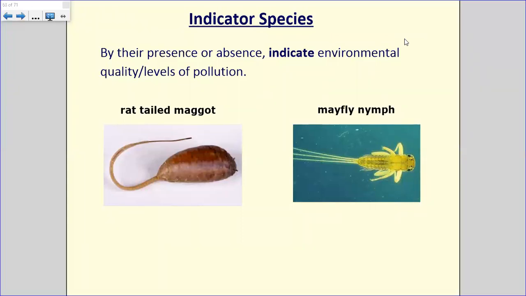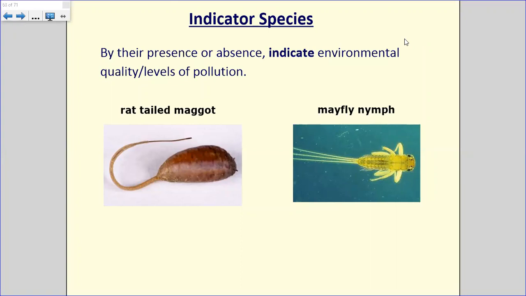So for example, I've given you 2 organisms. One of these organisms lives in very, very clean water. And one of these organisms lives in very, very dirty water. One of these organisms can only live where there are very high levels of oxygen in the water, whereas the other one can live when the oxygen levels are quite low and it's very polluted. And I reckon you can work out which one is which.